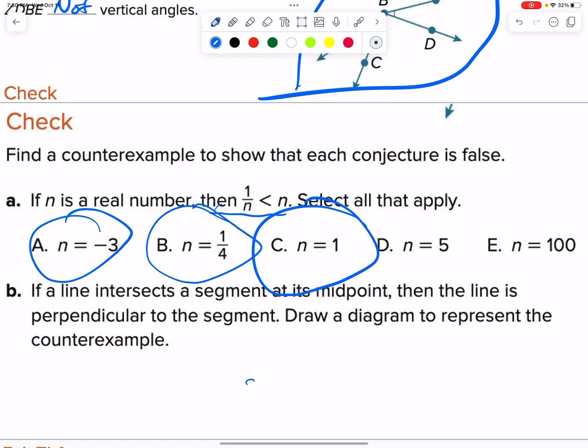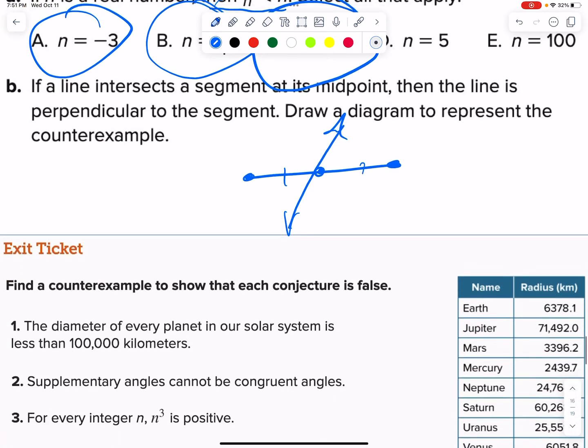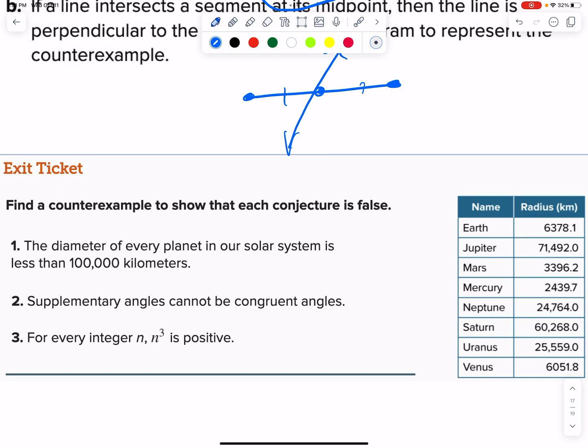And the second one, a lot of students really hesitate to try this, but it's actually very simple. So I'm going to illustrate a midpoint. It says every time a segment gets cut by another line, it's going to be a perpendicular line that creates the midpoint. All you have to do is draw a line that's not perpendicular. Done. There's your counterexample. So again, take a moment, pause, and try to give counterexamples for each of these. Once you've paused, go ahead and unpause the video and check to see if you got them right.